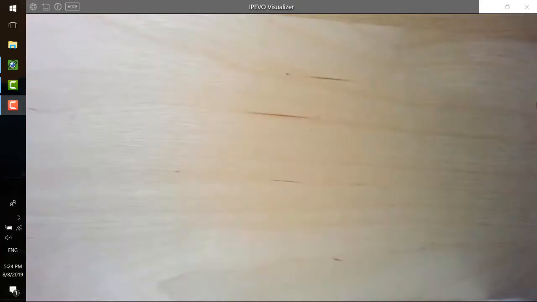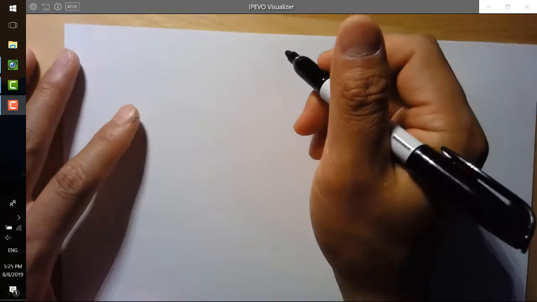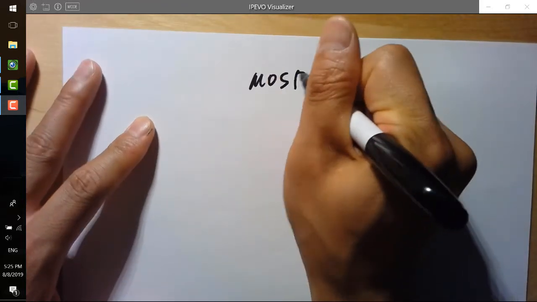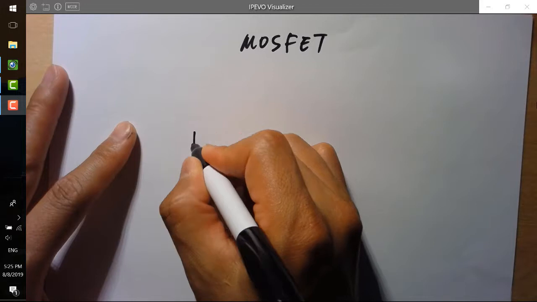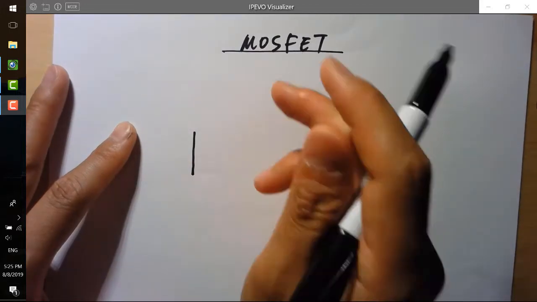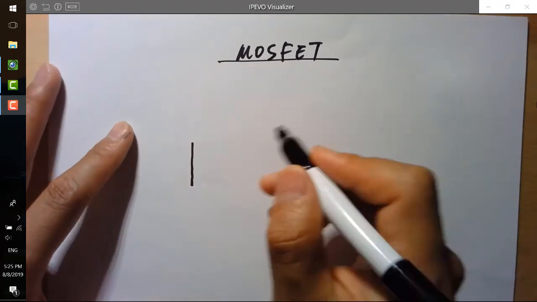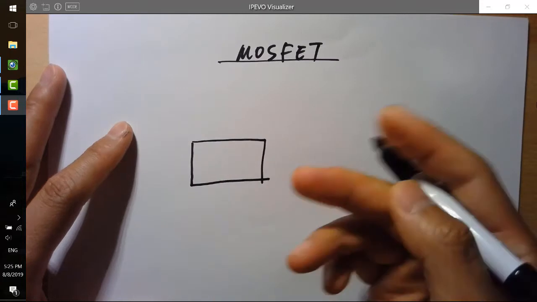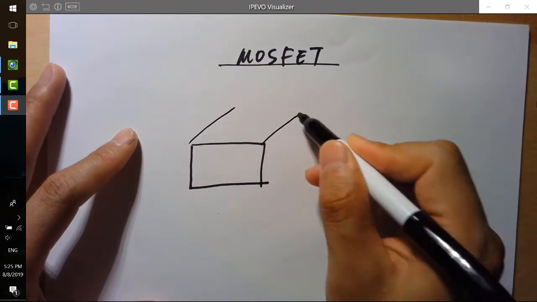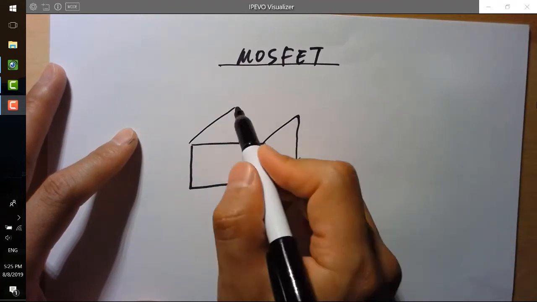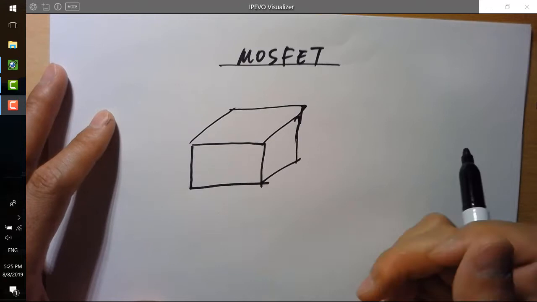So let's take a look at what a MOSFET looks like. Here's an example. A MOSFET is a physical device. It's super tiny. Right now, people can fabricate a single MOSFET at the nanometer level. They are 3D structured physical devices inside the chip, and it looks like this, like a bulk. So this is one MOSFET, for example.